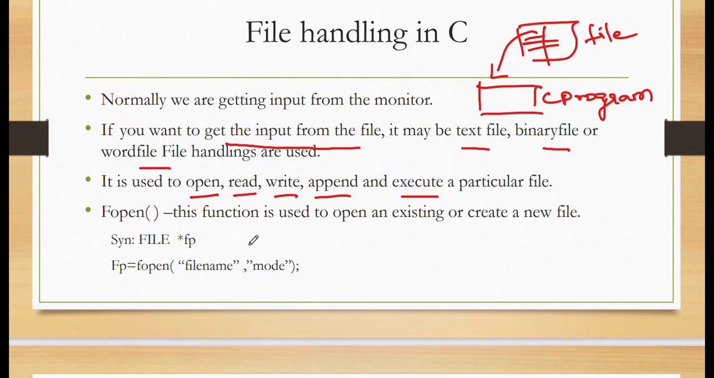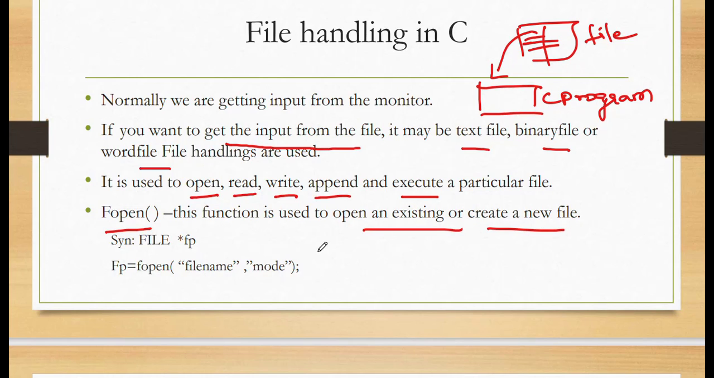So how to open a file? The syntax is fopen. This function is used to open an existing file or to create a new file. The syntax is FILE star fp. Normally a file is opened using a file pointer. It may be named fp, or you can give your own name, s or anything.